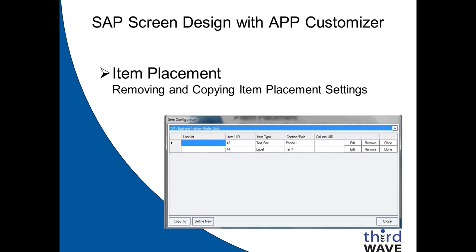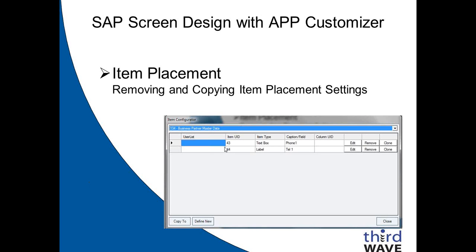All right, the next topic is removing and copying item placement settings. For a variety of reasons, you may decide you no longer want to keep the item placement changes that you made. One option is you can go back into the properties on that field and change it back to the original properties, but you'd have to keep really good notes about what they were before you moved it, and no one's going to do that. So fortunately, APP provides an easy way to remove your item placement changes.